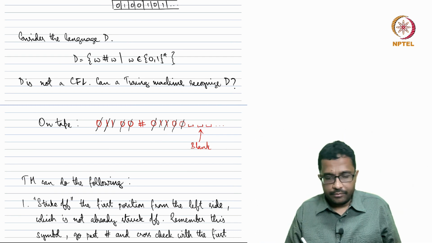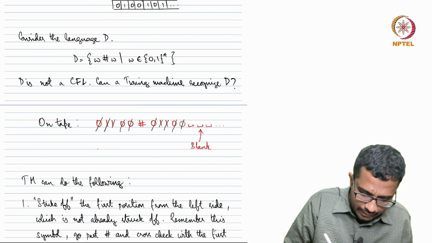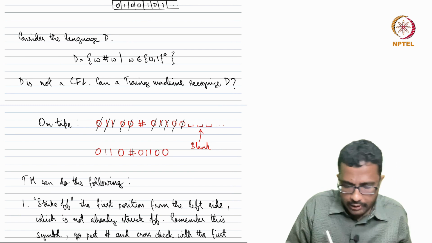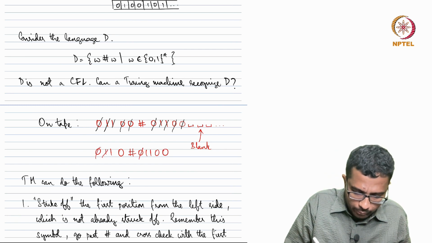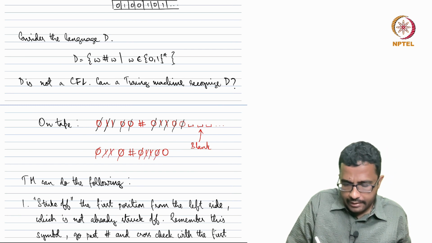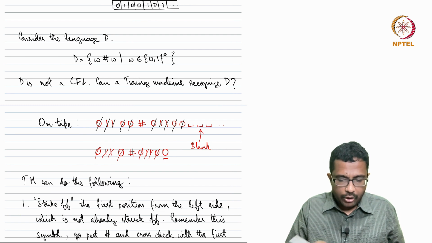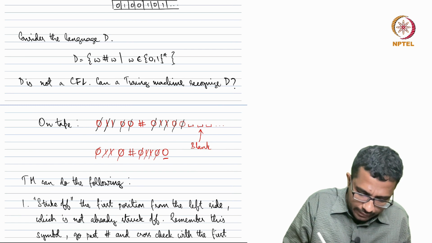But if we had some other things, like let's say if we had 0110 hash 01100, this will not be accepted because it will strike off 0110, but then it will see a 0 that is left, not struck off.